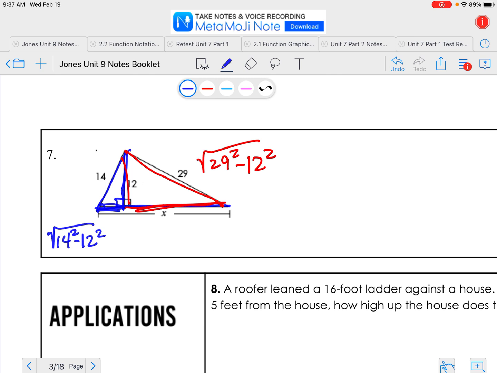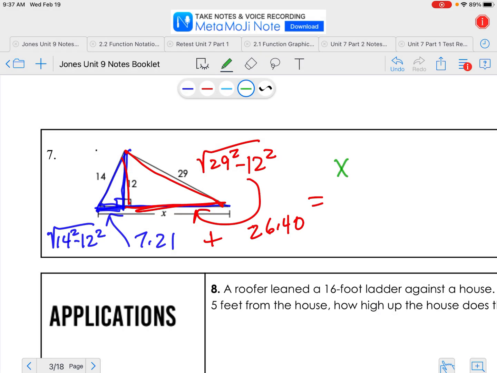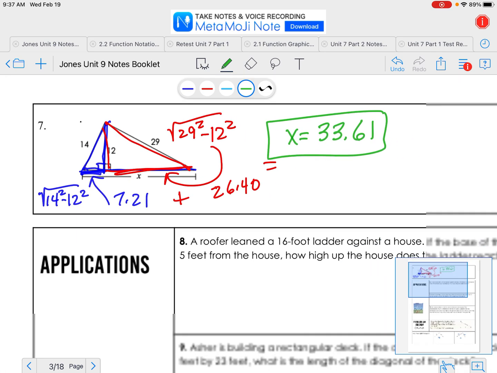So what I get for this is 7.21. That's this piece. What I get for this is 26.40. And then I need to add those together to get my answer, to get x. x is 33.61. So that one had to be done in a couple of pieces.